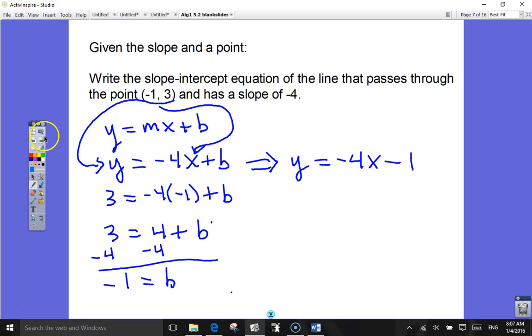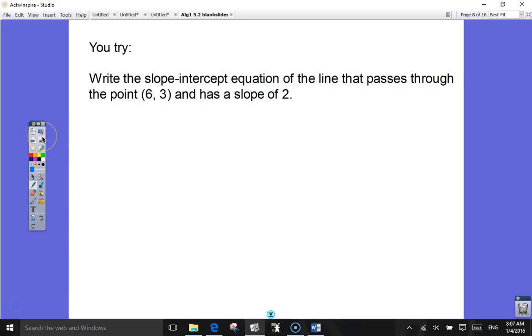So my guess is you're going to get a you-try after this, since I'm so unoriginal. Go ahead and try to use this one. The point is 6, 3 and the slope is 2.